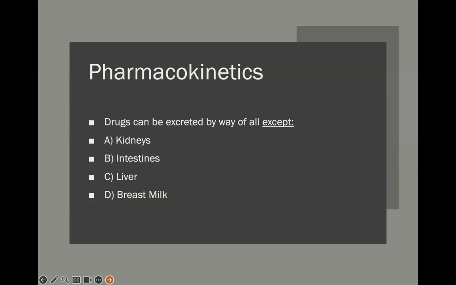So with pharmacokinetics, we talked about the drugs being metabolized, how they're excreted, the different ways they can be excreted. So with that, the drugs are excreted by way of all except: A, kidneys, B, intestines, C, liver, D, breast milk. You can go ahead and answer in the chat.